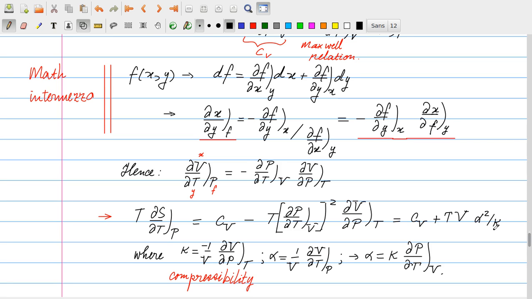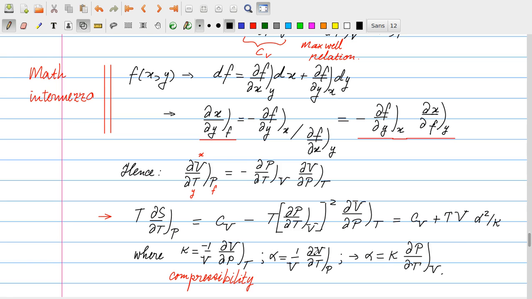And here we have some important quantities, like we have kappa, which is minus 1 over V dV/dP. That's the compressibility. It tells you that if you increase the pressure, then how much is the decrease in the volume of the system. And then there is this quantity alpha, which is the expansion coefficient. So alpha is 1 over V dV/dT. It tells you how much the system will expand when you increase the temperature at constant pressure. So that's just the expansion coefficient.